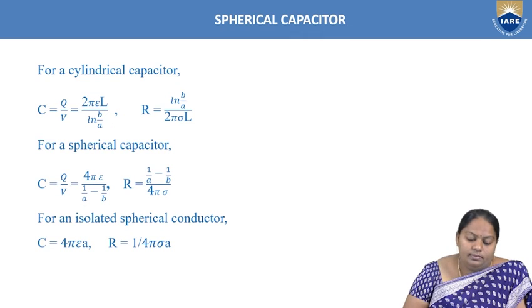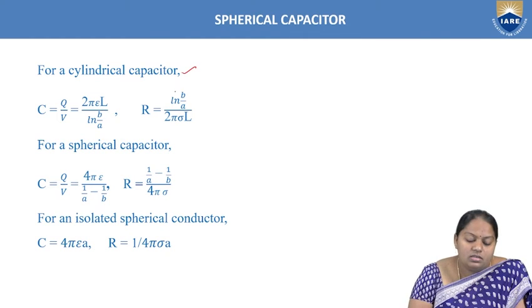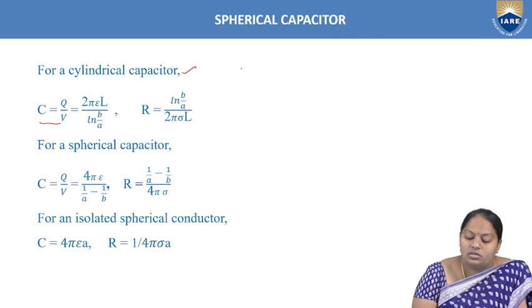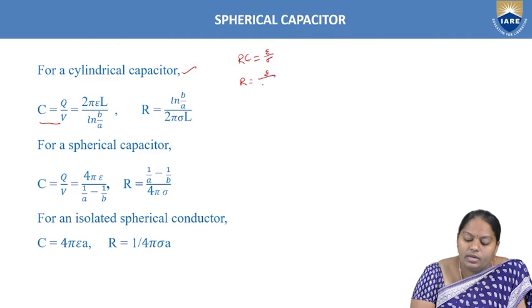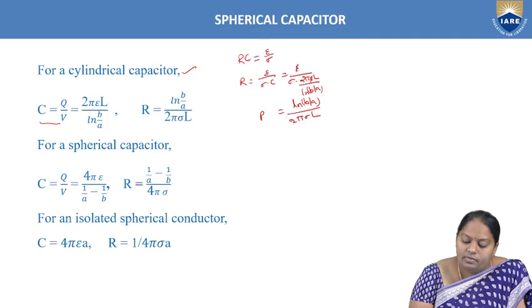Similarly, the second one is for a cylindrical capacitor. Again we have C equal to Q by V, and it is given by 2 pi epsilon L by ln of B by A for the cylindrical capacitor. And we know that the resistance and capacitance product RC is given by epsilon by sigma. Then from this, R equal to epsilon by sigma into C, with C equal to 2 pi epsilon L by ln of B by A. So epsilon gets cancelled. Then ln of B by A by 2 pi sigma L is the value of R for the cylindrical capacitor. Okay.